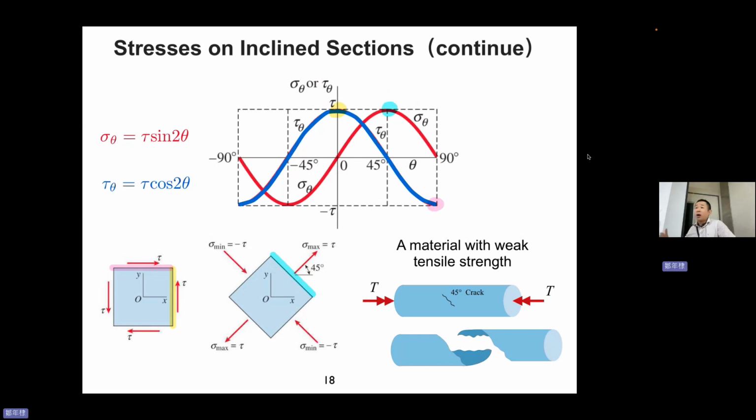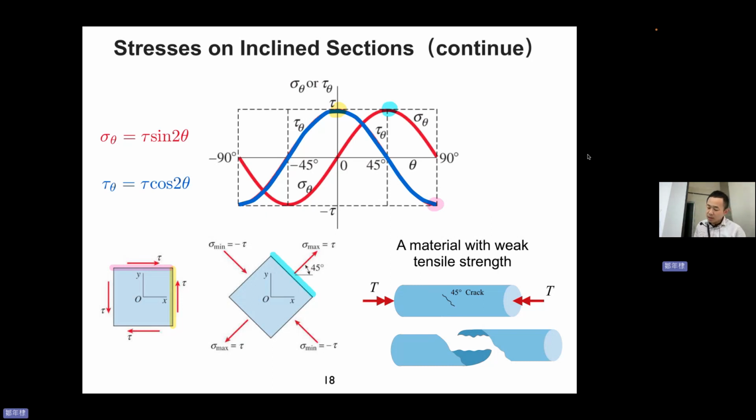So you can imagine, as I talked about yesterday, a material with weak tensile strength, which is concrete, right? The concrete at this 45 degrees will be subjected to the highest tensile stress if you have torsion on it. So you will always have 45 degree cracks. You can try it. Maybe you can make a competition for your classmates to see who can generate this kind of crack. All right, so this is the stress on the inclined sections due to pure shear.